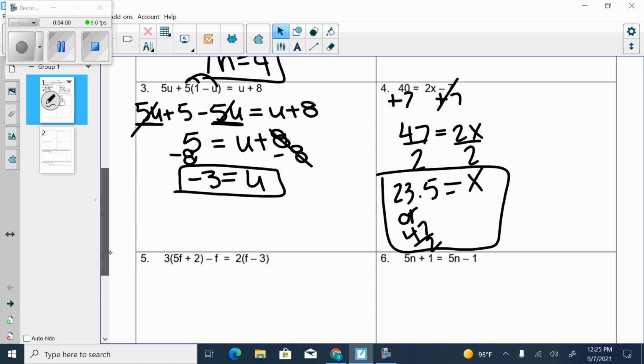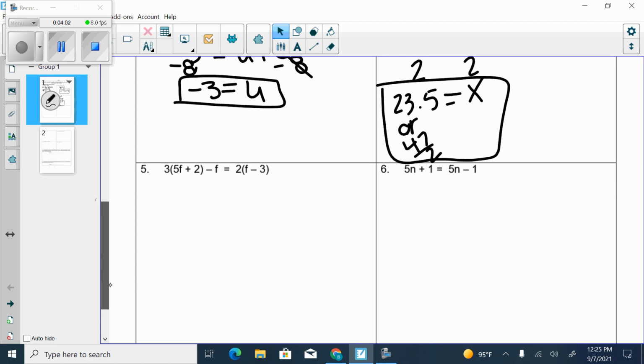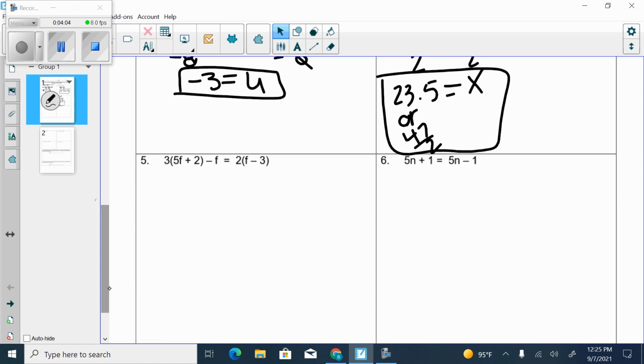Alright, what should we do first on number 5? Okay, so when I distribute the 3, what are we going to get? Then when I distribute the 2, what are we going to get? Nice. Okay, so we've distributed. What should we do now?